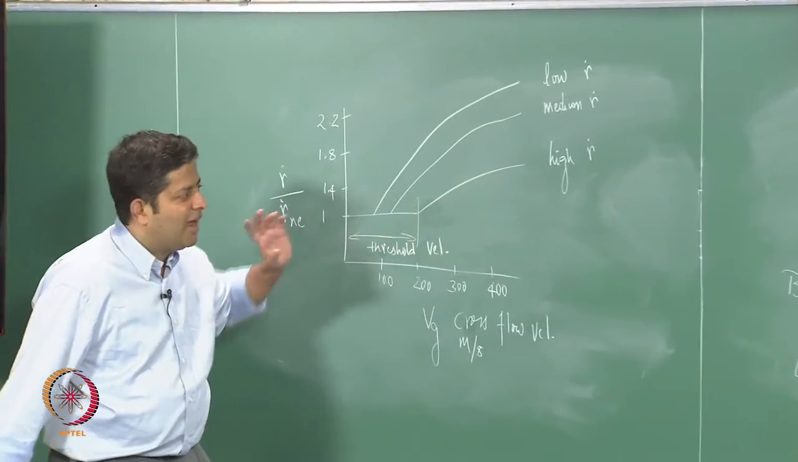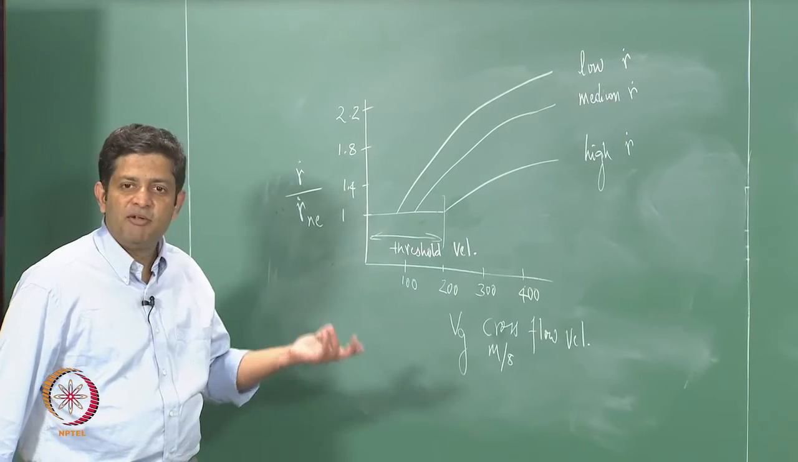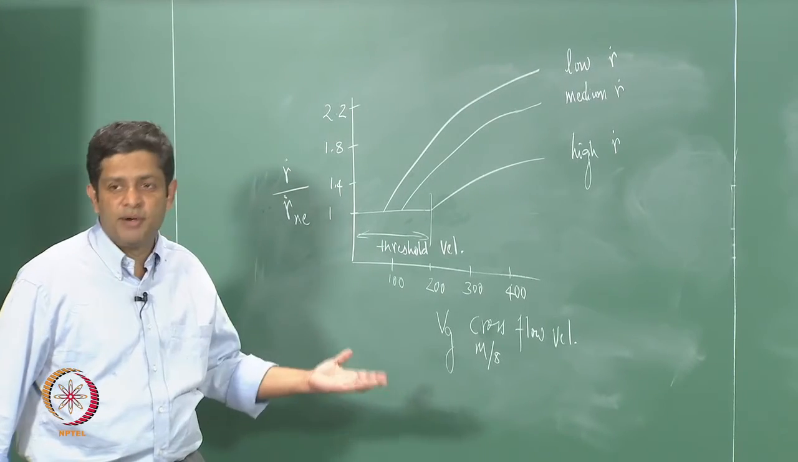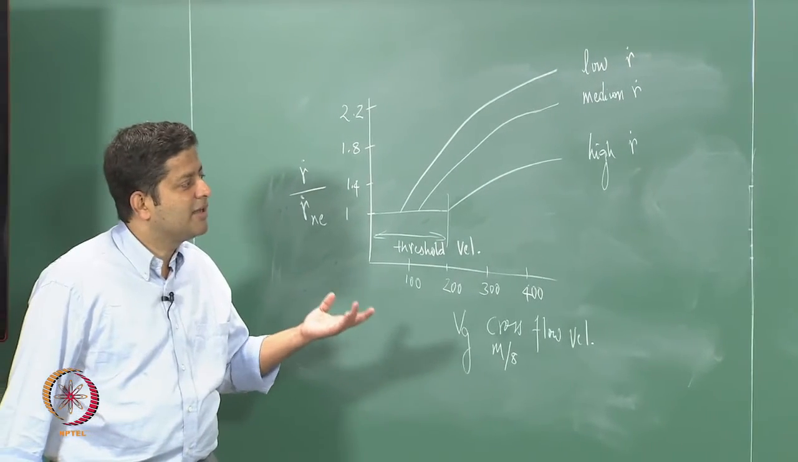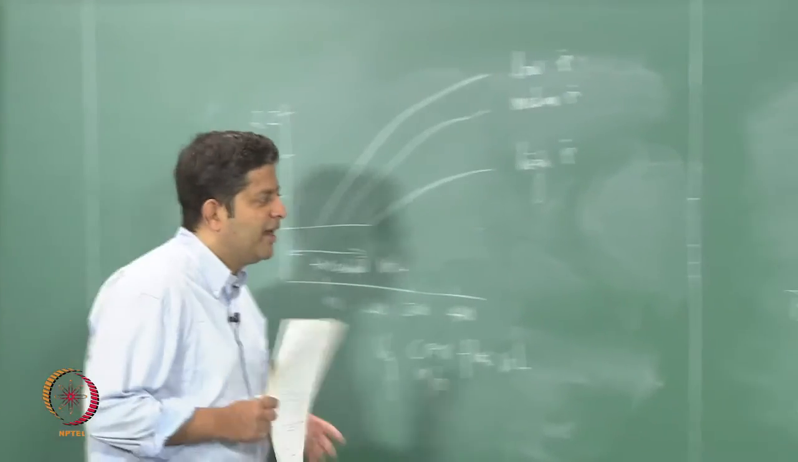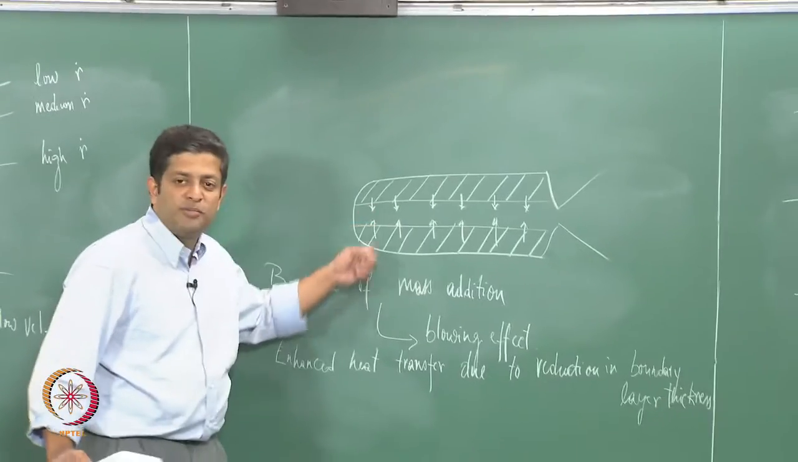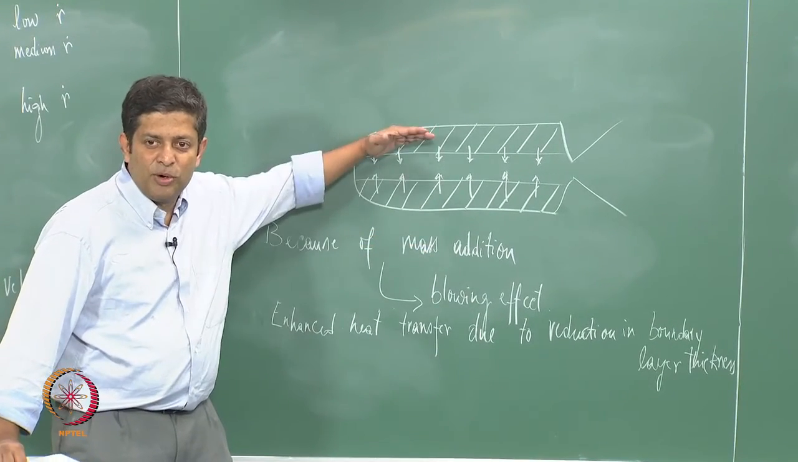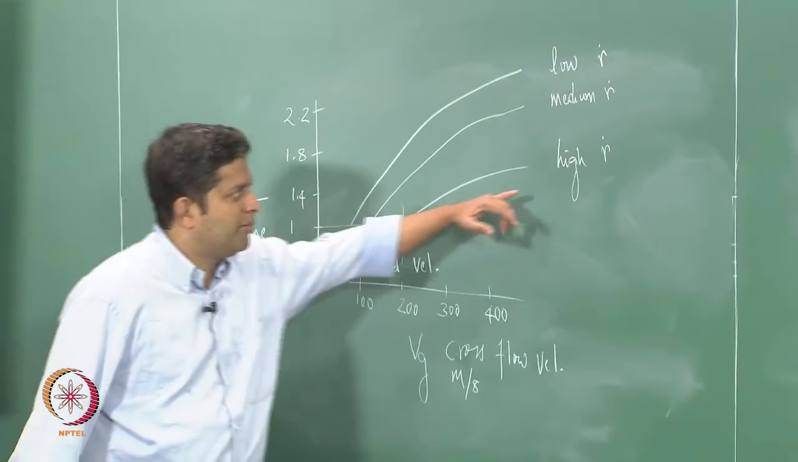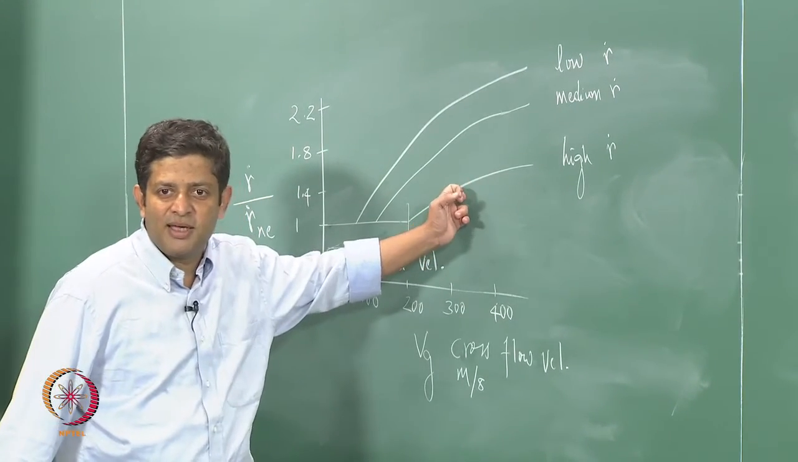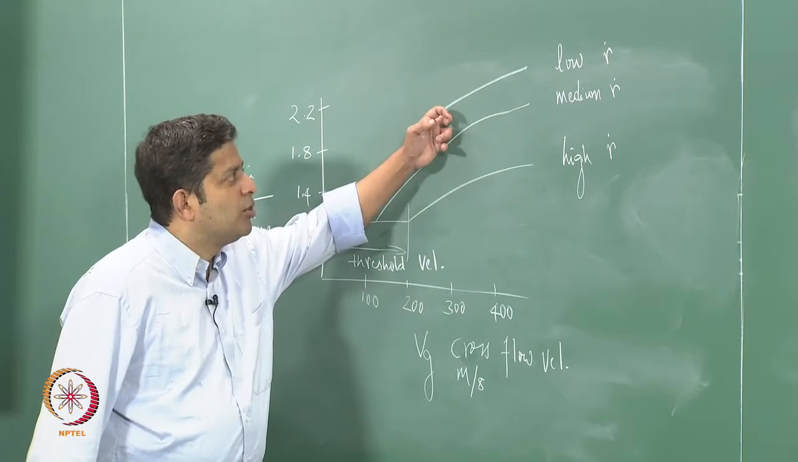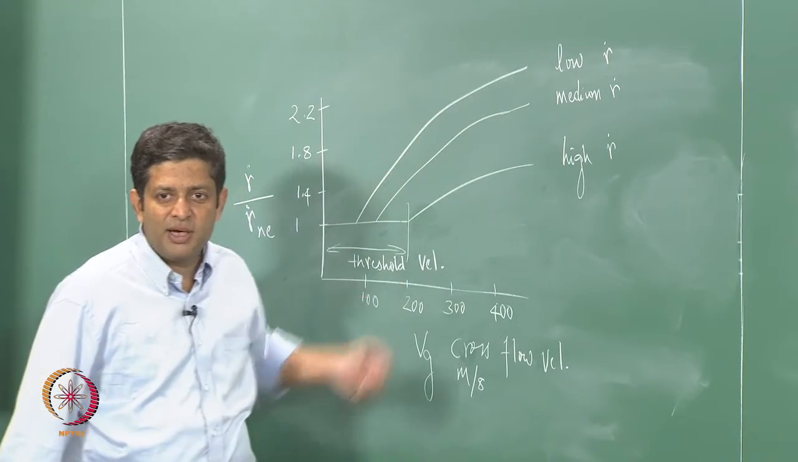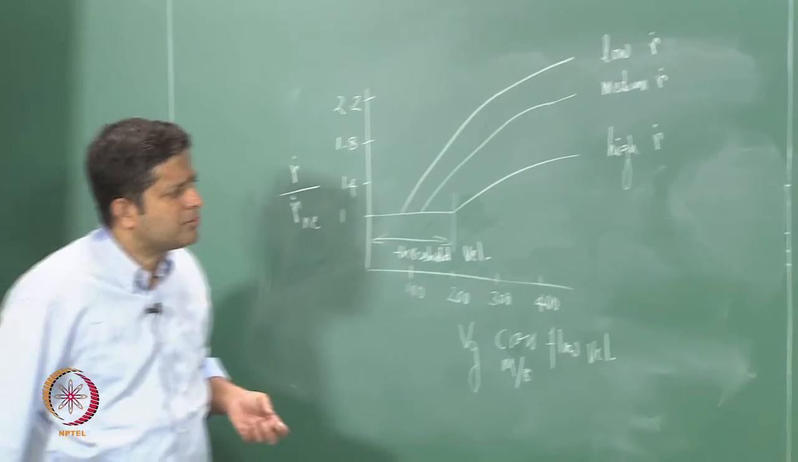And if you look at it, the propellants that have high burn rates are the ones that have a very large mass addition because of burning here, due to which the boundary layer tends to be blown off. So, therefore, you will find that high burn rate propellants are least affected by erosive burning, whereas low burn rate propellants are most affected by erosive burning.